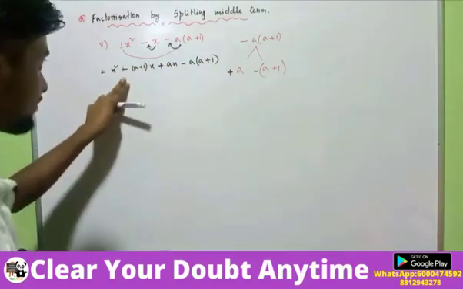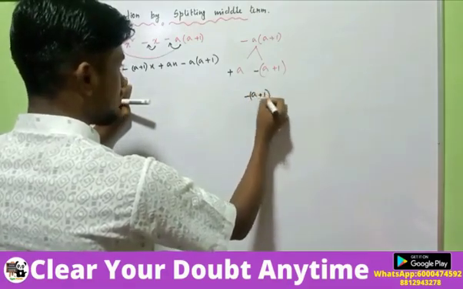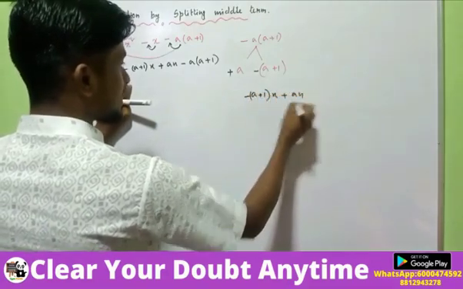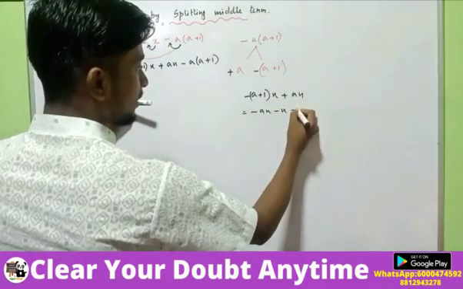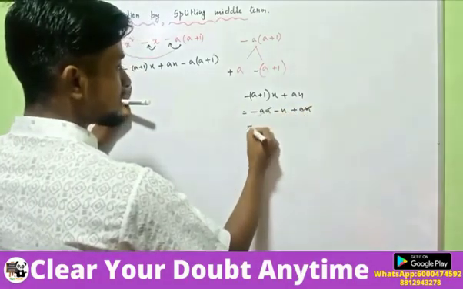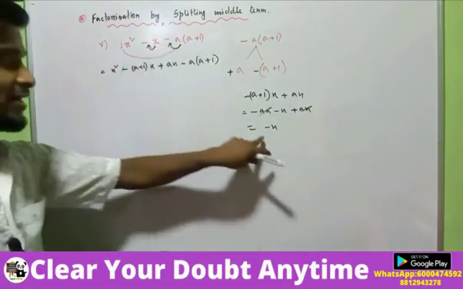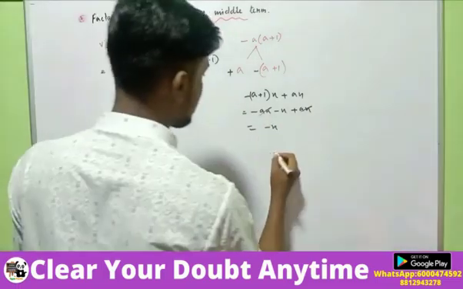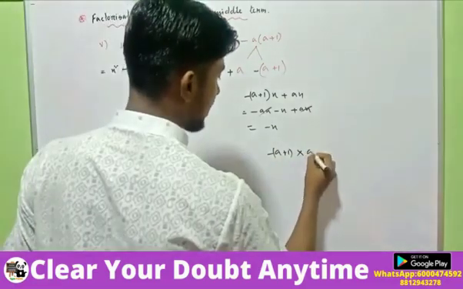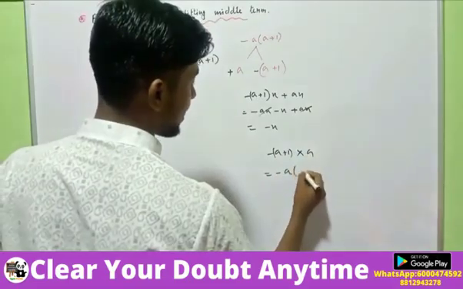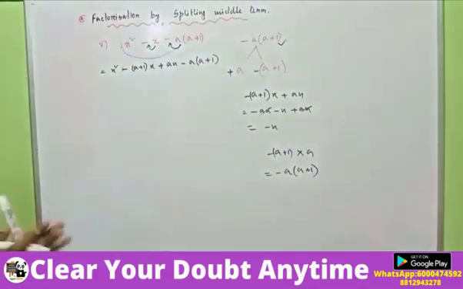Minus (a plus 1) x plus ax, that is minus ax minus x, then plus ax. Cancel this out, so we are left with minus x only. So we have minus x in the middle, so we are correct. And also if we multiply minus (a plus 1) by a, we will get minus a into a plus 1 only. So our multiplication is also correct. So we are correct with the split, right?